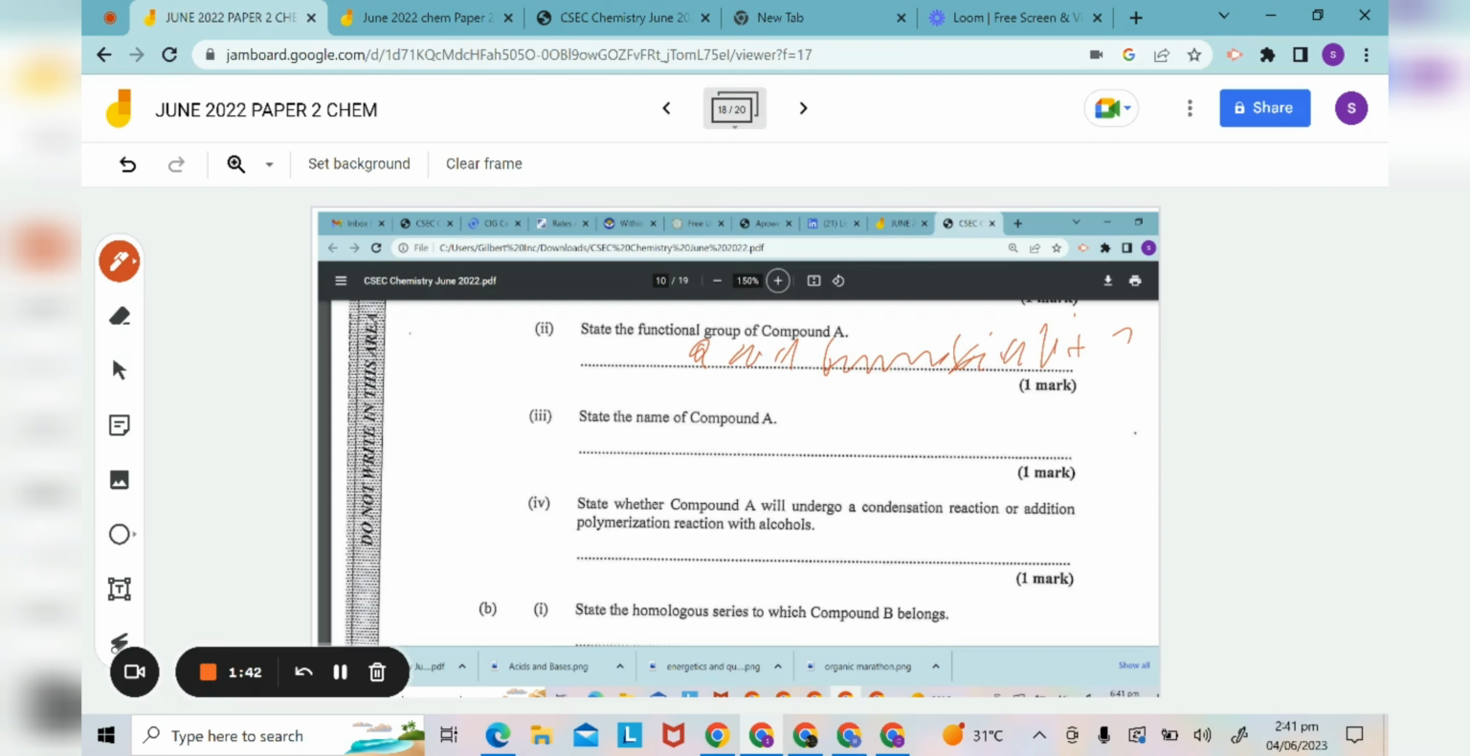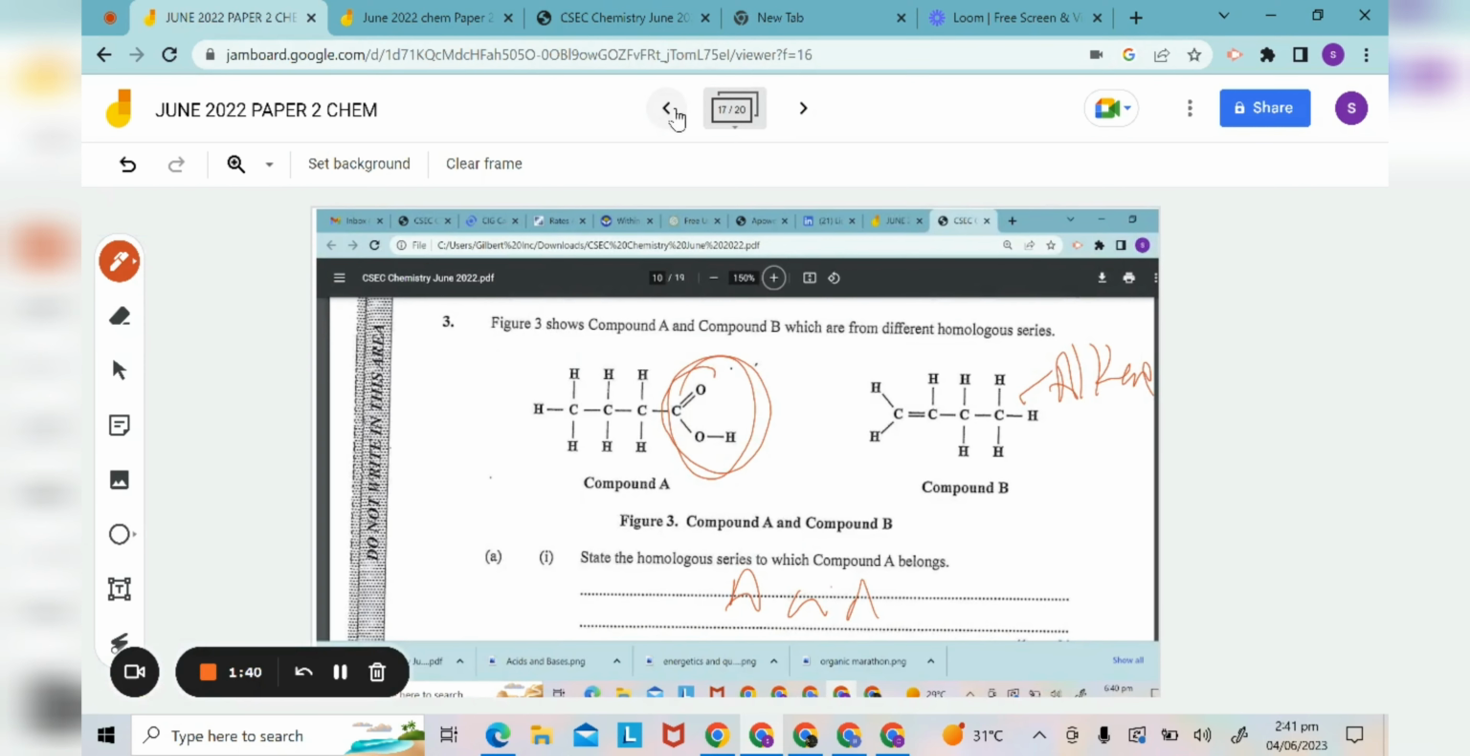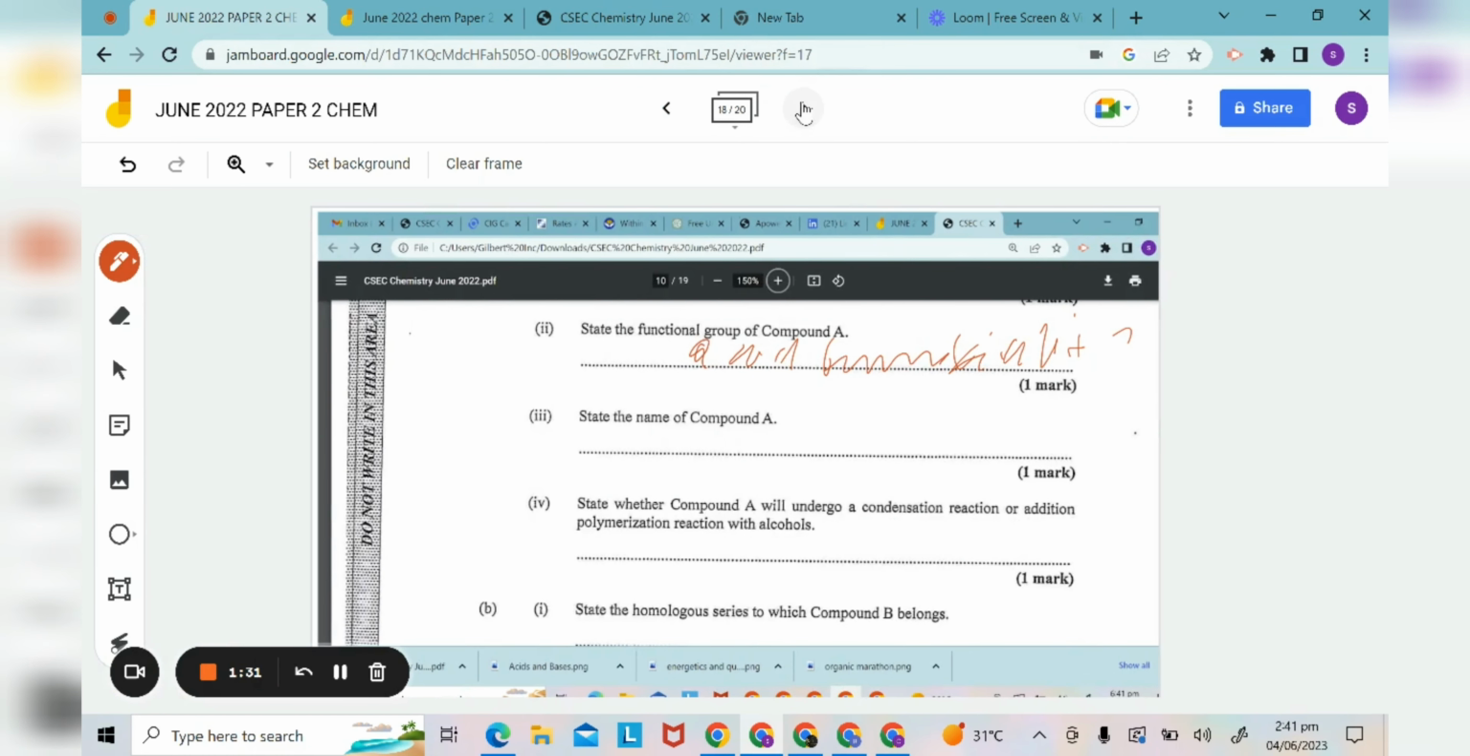All right. State the name of compound A. So let's see now the naming of compound A. It has 1, 2, 3, 4 carbons, so this is going to be butanoic acid. Okay, so the name of compound A is butanoic acid. State whether compound A will undergo a condensation reaction or addition polymerization reaction with alcohols. And of course, with alcohols, it's going to be a condensation reaction, because water is produced as a result of that reaction.